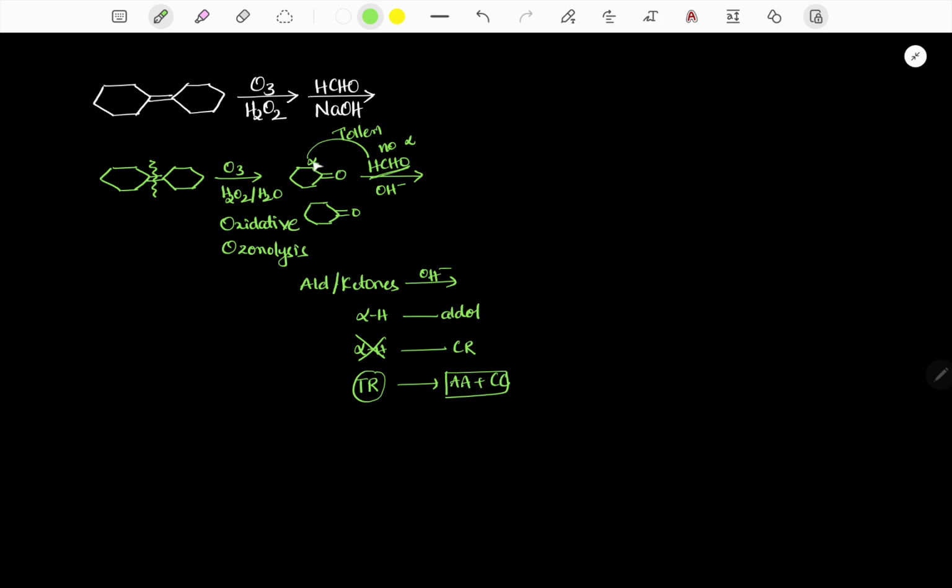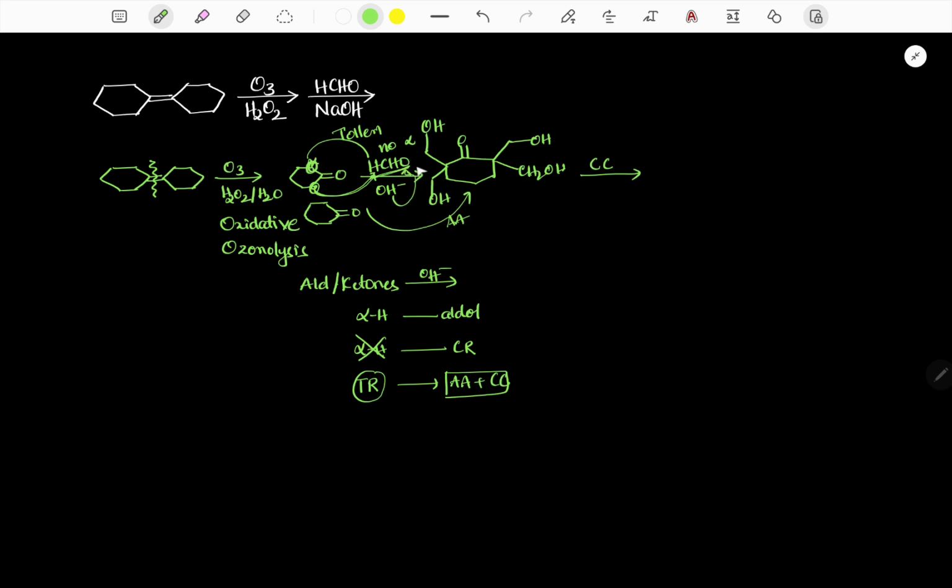In the Tollens reaction, the alpha carbon undergoes repeated aldol addition. So the carbanion attacks, CH2OH, CH2OH, CH2OH, CH2OH. It is a four times aldol addition. Now it undergoes crossed Cannizzaro.